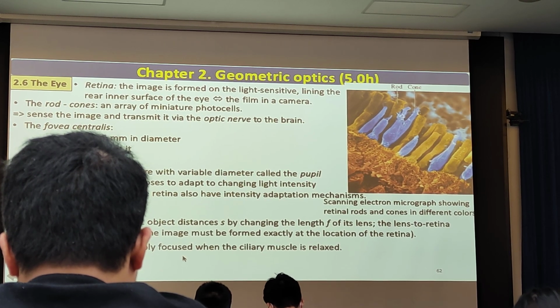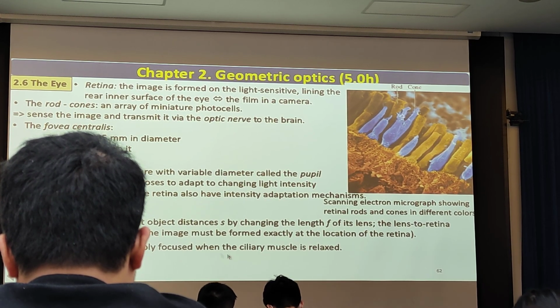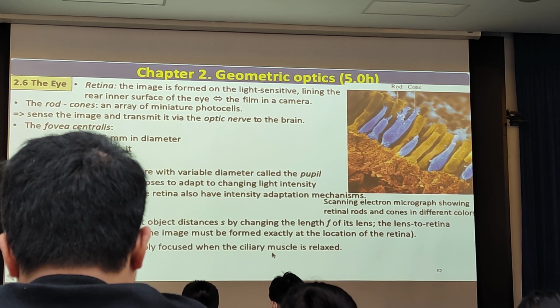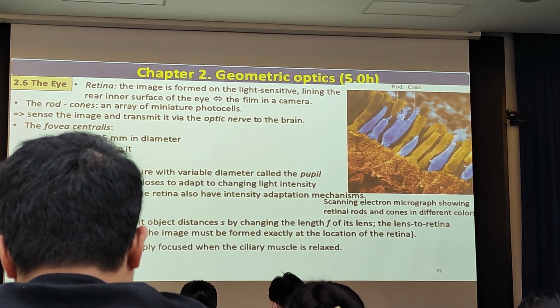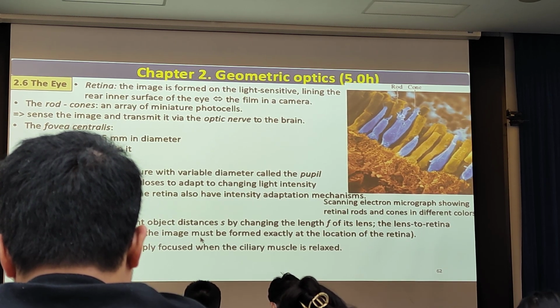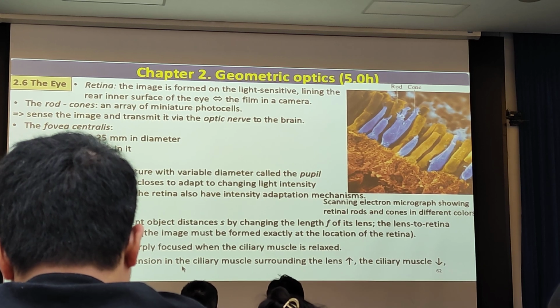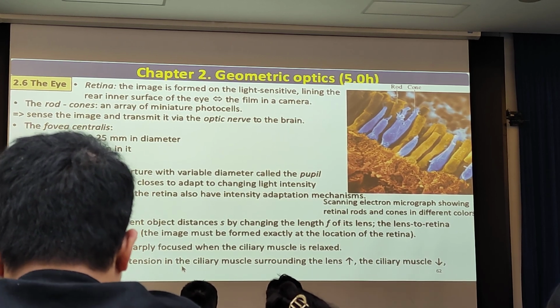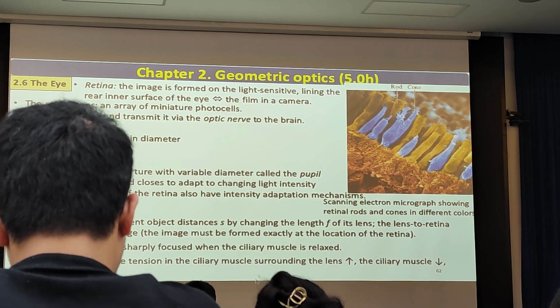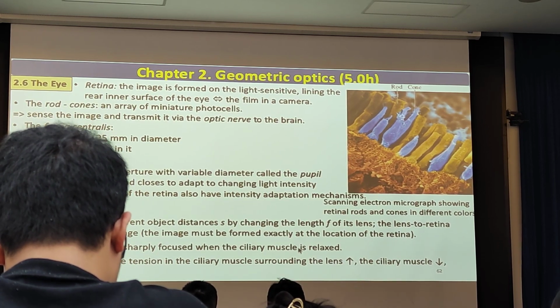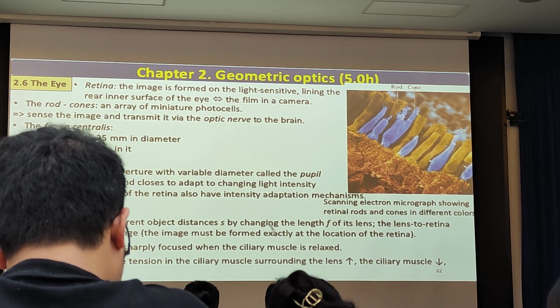An object at infinity is sharply focused when the ciliary muscle is relaxed. That's why sometimes you should rest your eyes by looking at some very far away object. And if you move an object closer, now there is tension in the ciliary muscle, so the curvature increases. That's why your eye needs to change in order to observe that as well. And when you change that, you see the focal length change also.